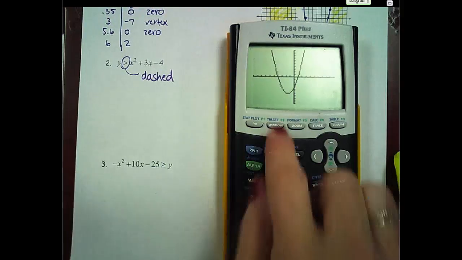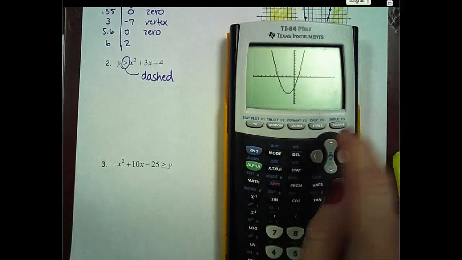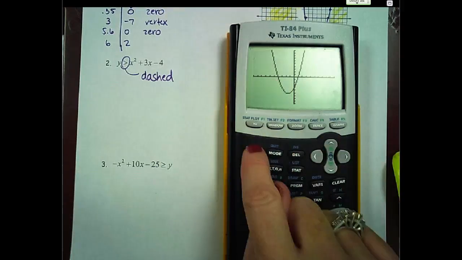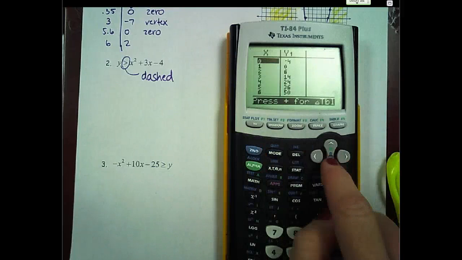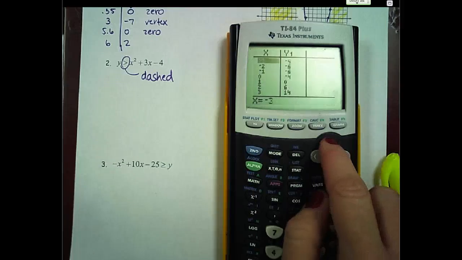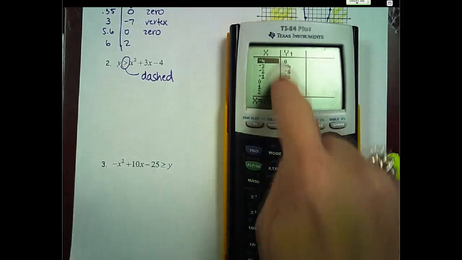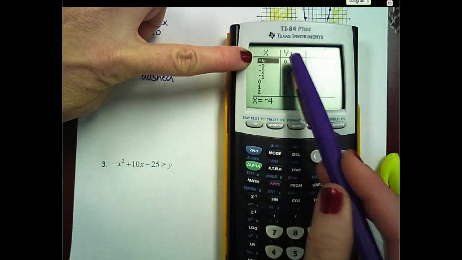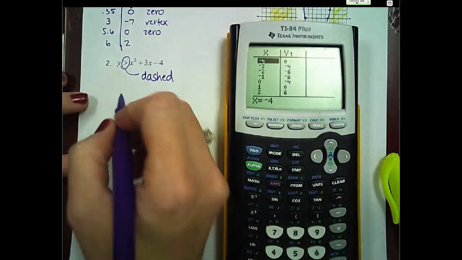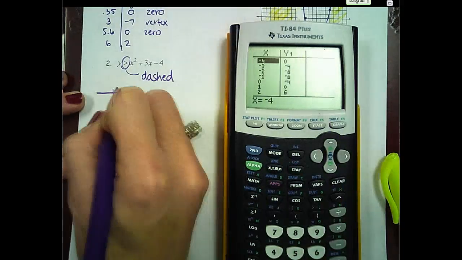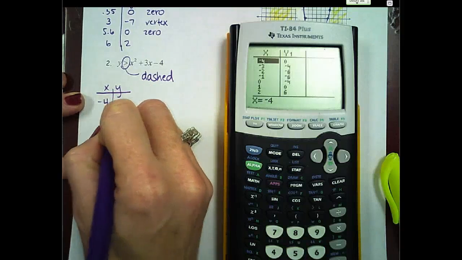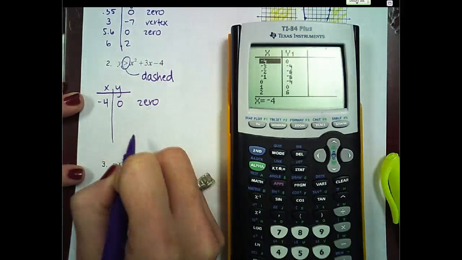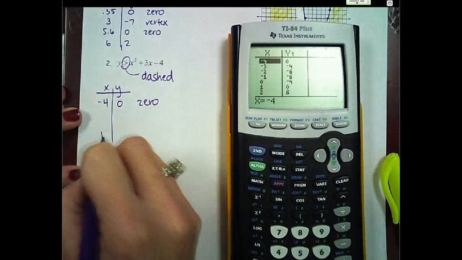Okay, it looks to me like it's -4 and 1, so I go to my table to check. x was like -4 and 1. And look, there it is. You see it? -4 and 1. So remember when you make your table to put your zeros there. So -4 was a 0, and +1 was a 0.